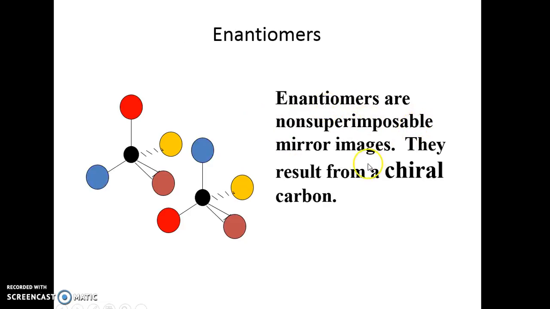Enantiomers are non-superimposable mirror images, and they come from a chiral carbon that has 4 different groups.